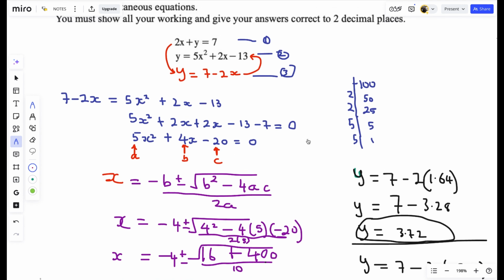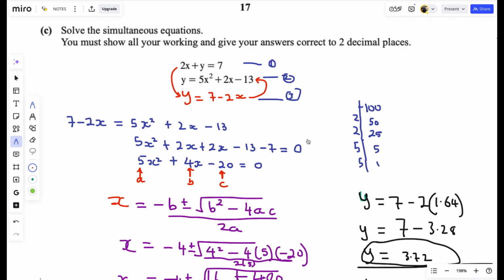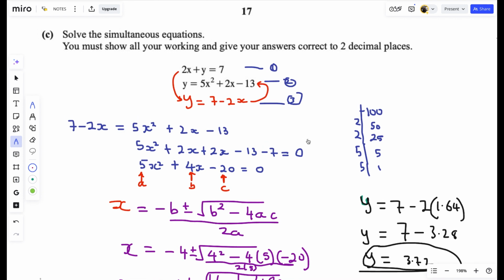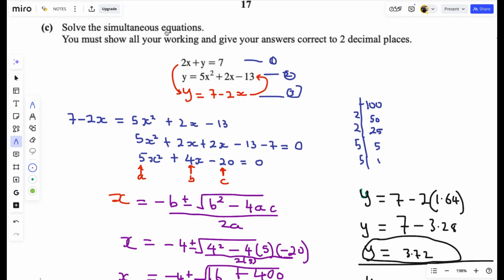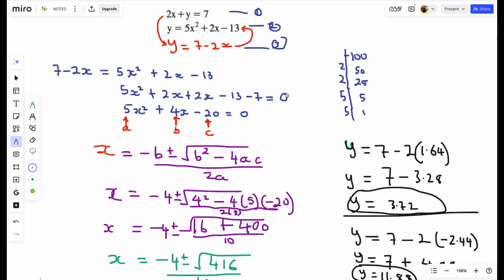See, paper 4 has big marks. And if you fail paper 4, it's difficult to pass the exam. It's difficult to pass maths. So please pay attention because this is where the big topics are. So solve the simultaneous equation. You must show all your working and give your answer correct to 2 decimal places. Okay, our final answer must be in 2 decimal places.